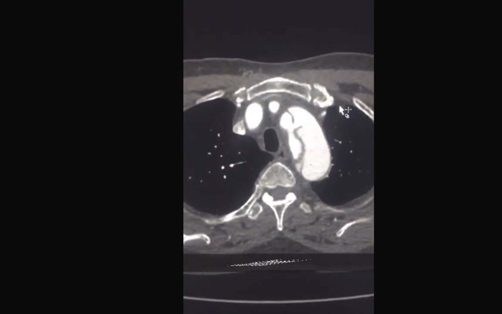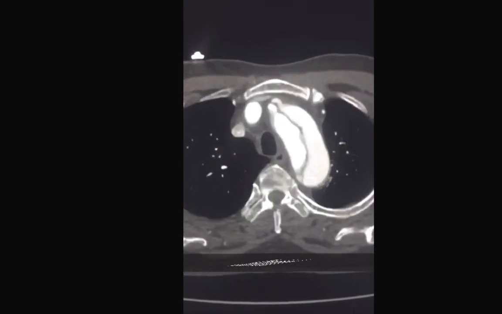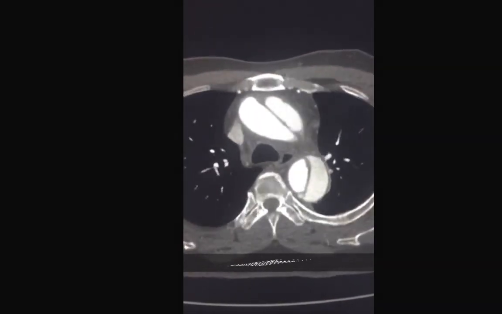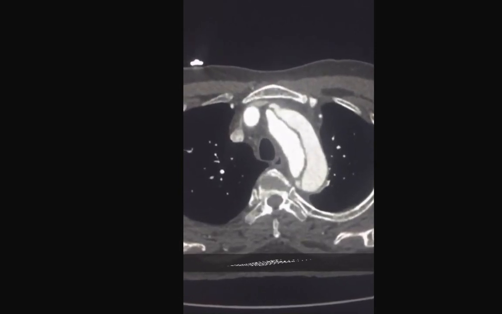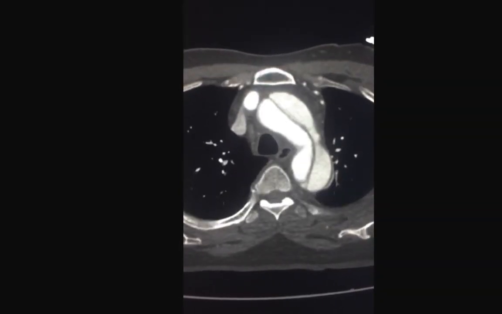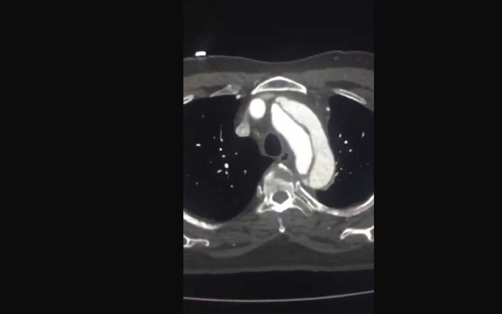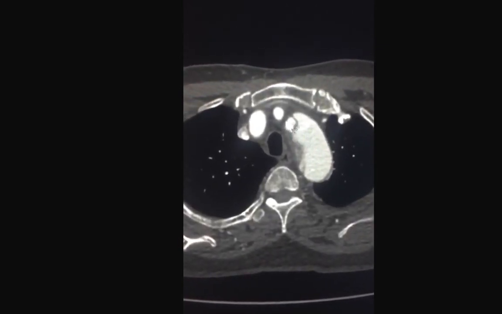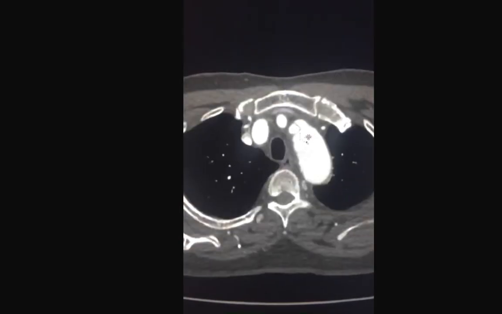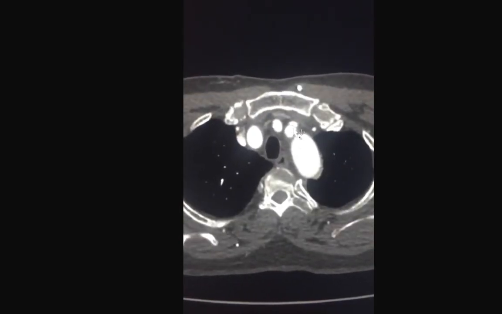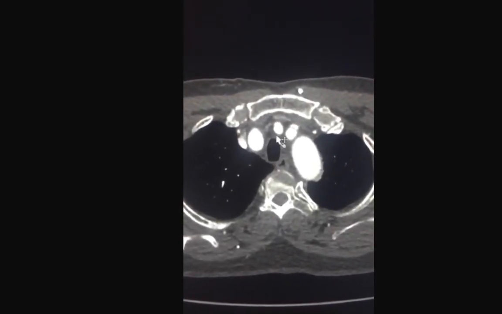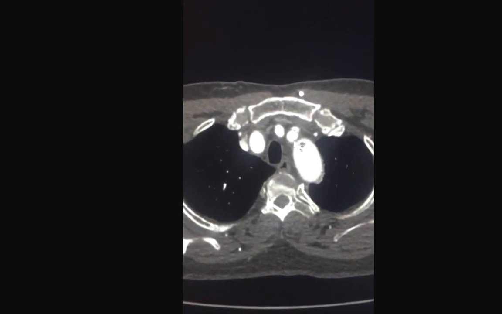Dissections are classified into two types, a classification called the Stanford classification. If you take the aortic arch branches from proximal to distal, you have the brachiocephalic artery here, followed by the common carotid here, and finally the left subclavian artery. So brachiocephalic, left common carotid, and left subclavian.